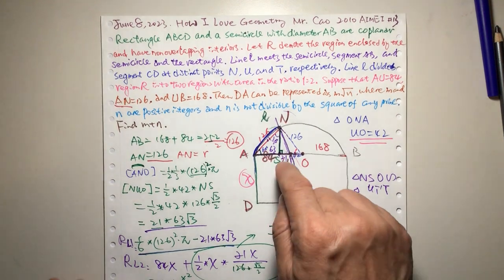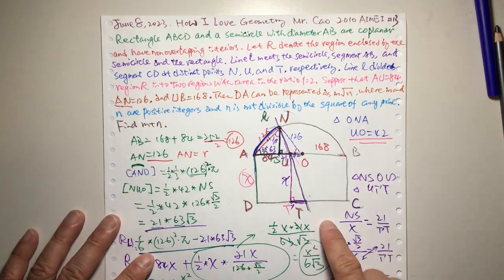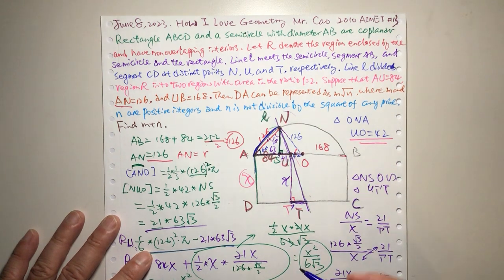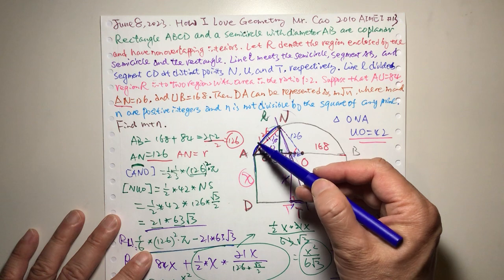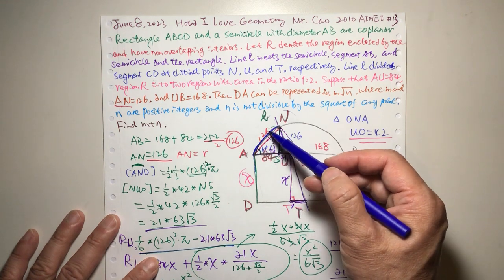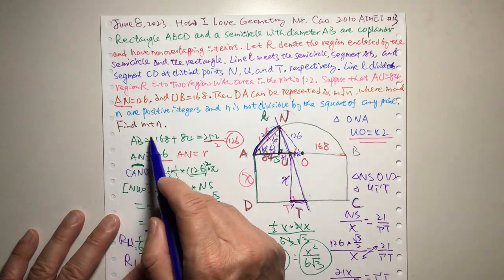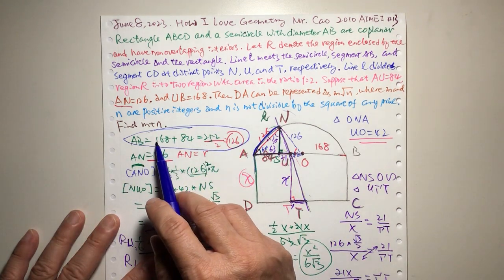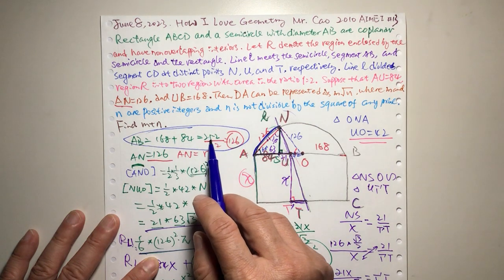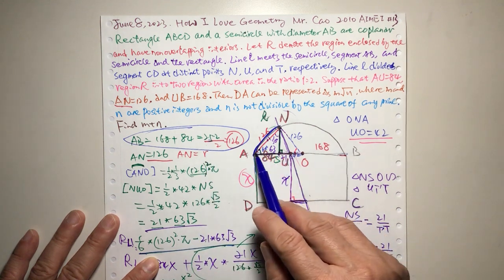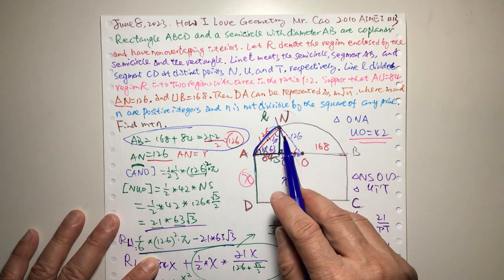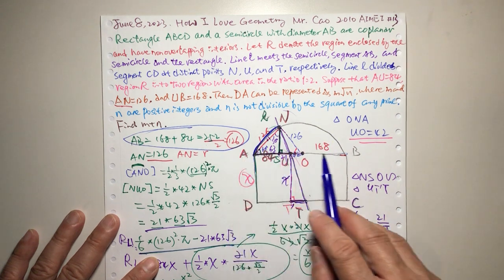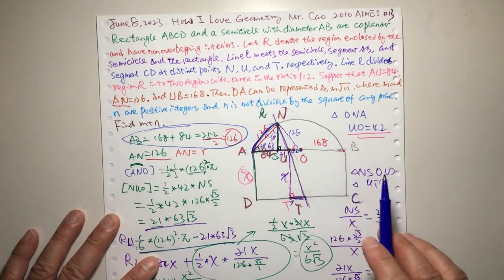If we can analyze and split this into two parts, I think the breakthrough point is here. AN is 126. If we are familiar with the numbers, we can find 168, that's the diameter, and AN equals the radius of this semicircle. All the problems become easier.